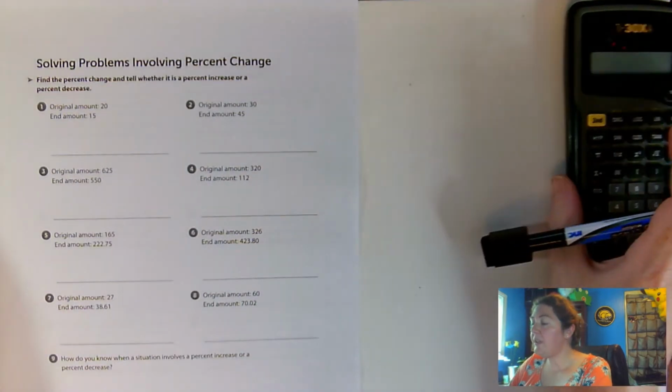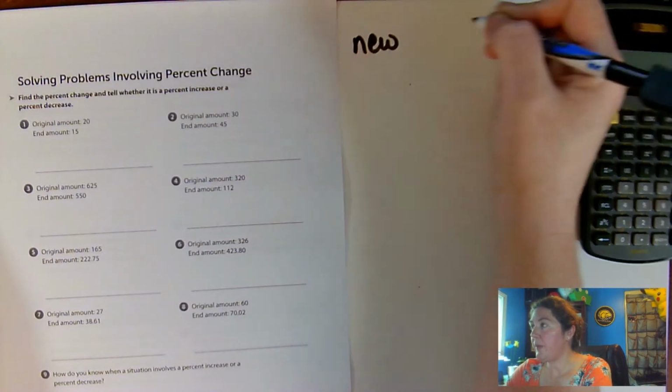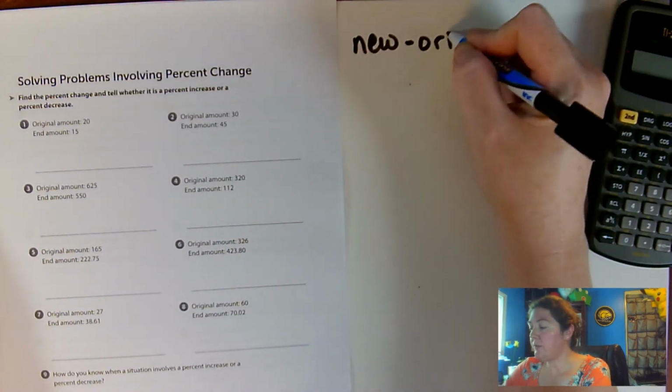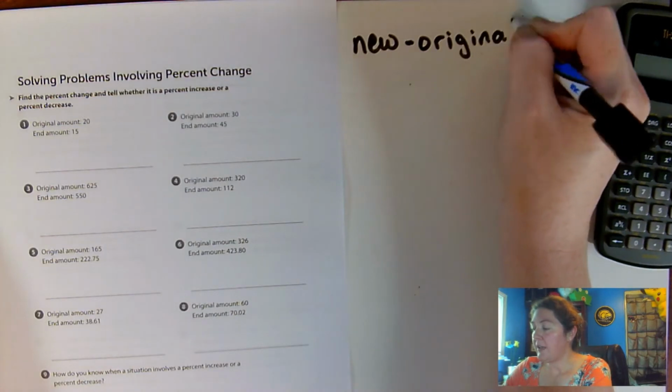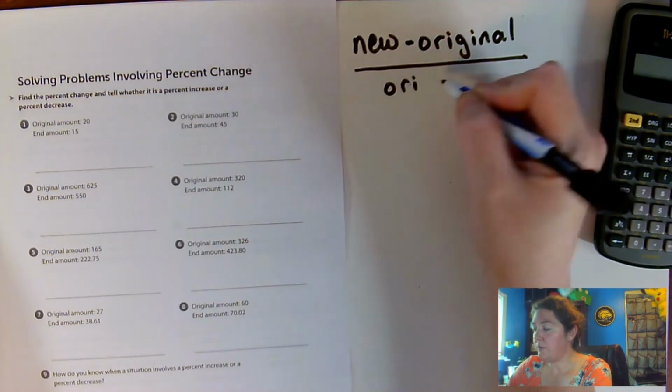And our formula is taking our new number, subtracting it from the original number, and dividing all of that by the original.